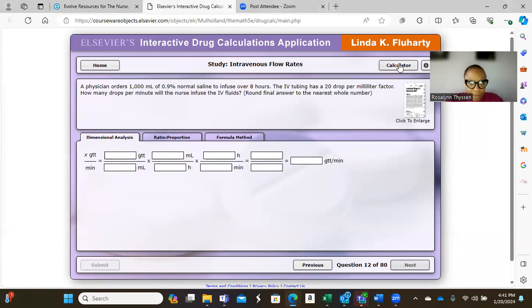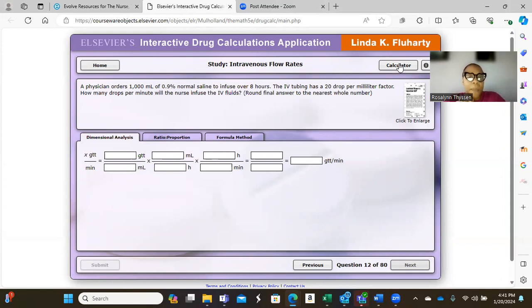All right. Let's look at another one. Physician orders 1,000 mils of 0.9% normal saline. The reason why we don't use 0.9% in our math problem is because that's the name or the title of the infusion or the solution. All right. So we got 1,000 mils of 0.9% normal saline to infuse over 8 hours. The IV tubing has a 20 drop per mil factor. How many drops per minute will the nurse infuse?